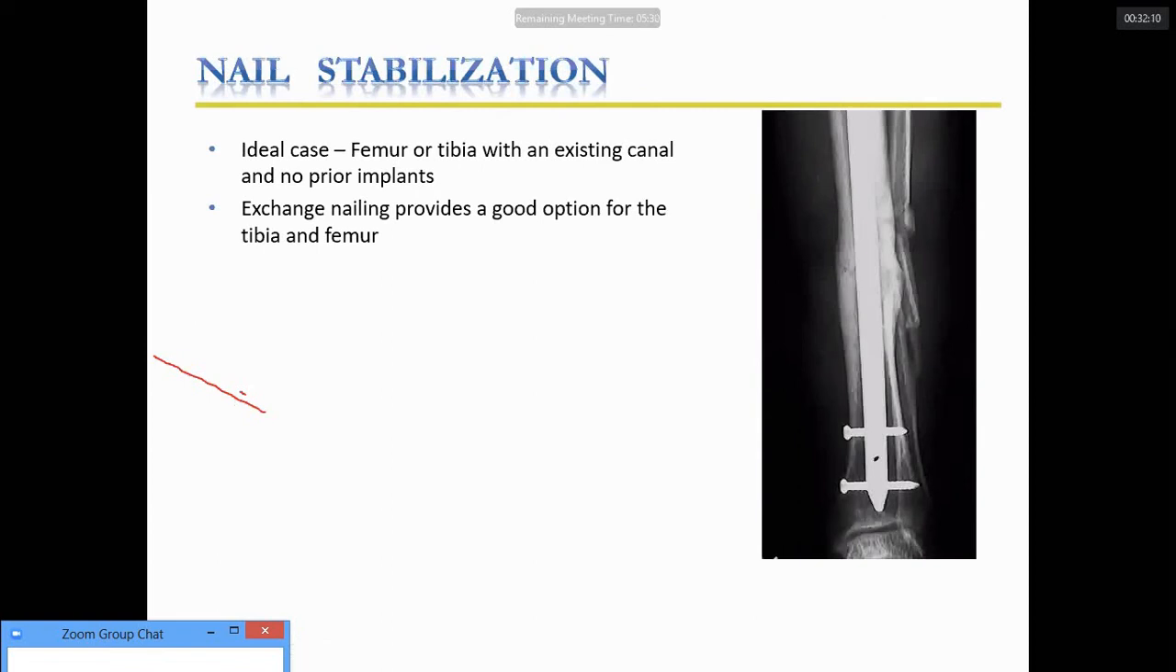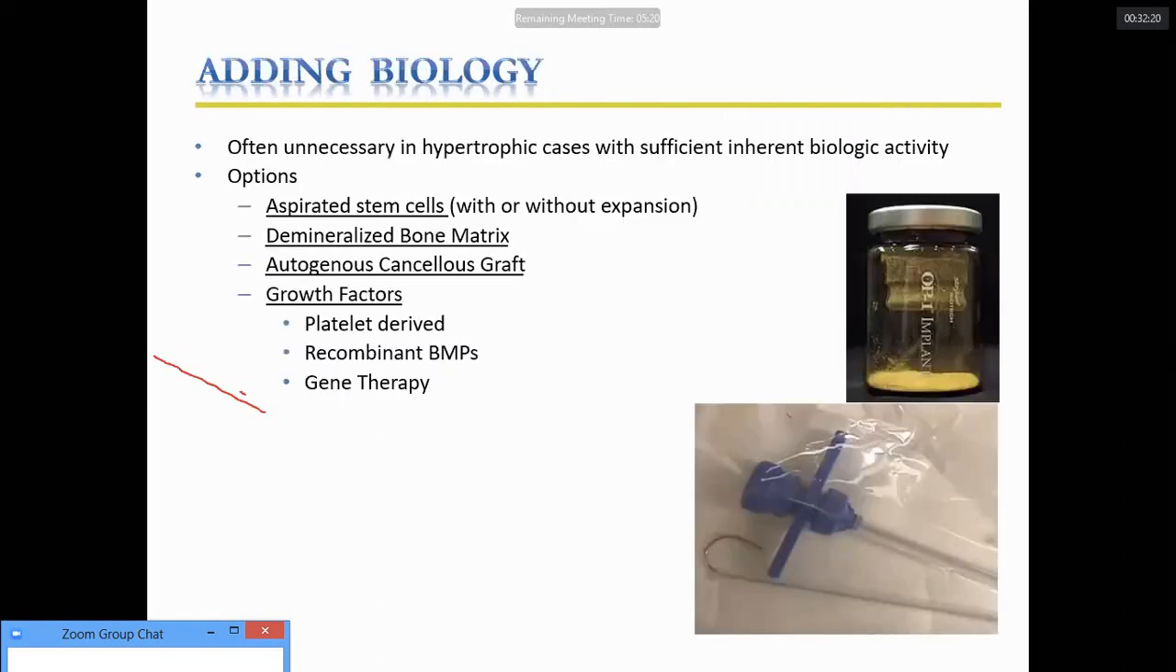Okay. So if there is infection, or an open fracture, we usually do not go with plate and nail. We usually go with external fixation or the Ilizarov method. So how do we aid biology? You can give aspirated stem cells, demineralized bone matrix, growth factors, and autogenous cancellous grafts can be placed to aid the biology to stimulate the fracture healing.